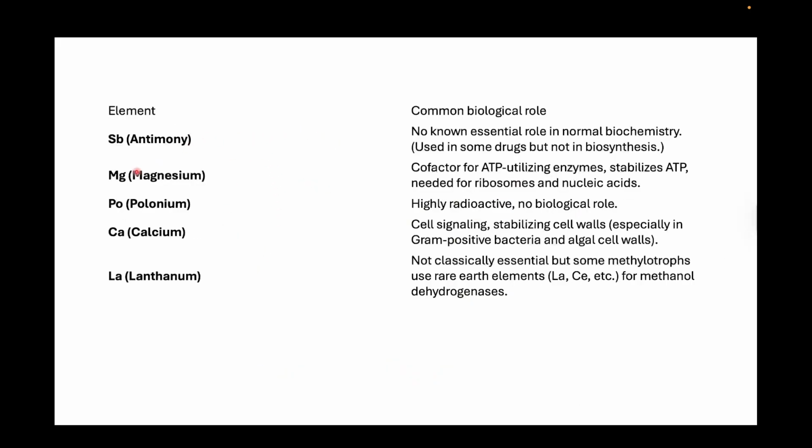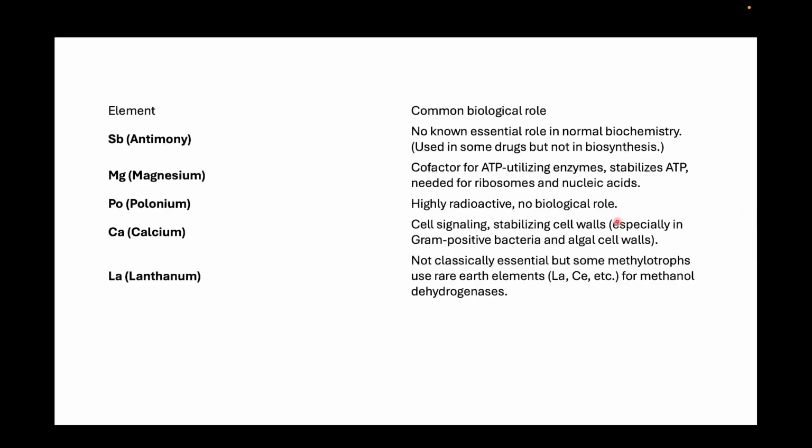And the other options in the elements: antimony, no known essential role in normal biochemistry, used in some drugs but not in biosynthesis. Magnesium is a cofactor for ATP-utilizing enzymes, stabilizes ATP, needed for ribosomes and nucleic acids. So magnesium is a complex, so it can be a correct answer. Polonium, highly radioactive, doesn't have a biological role. Calcium is found in most cell walls, in plant cell walls as well. Cell signaling, stabilizing cell walls, especially gram-positive and gram-negative bacteria and algal cell walls. Lanthanum, not classically essential, but some methylotrophs use rare elements such as lanthanum for methanol dehydrogenase.